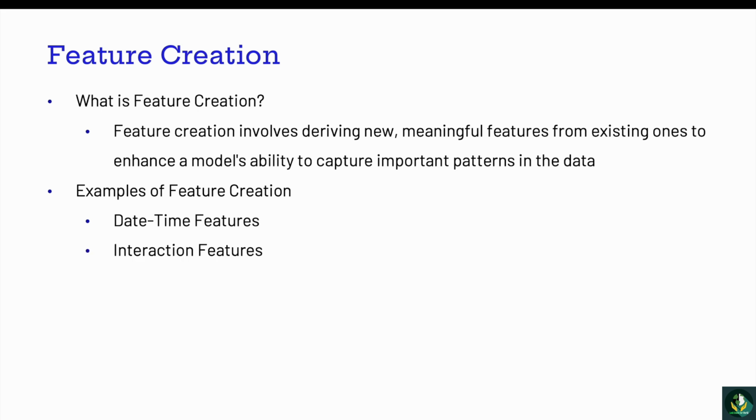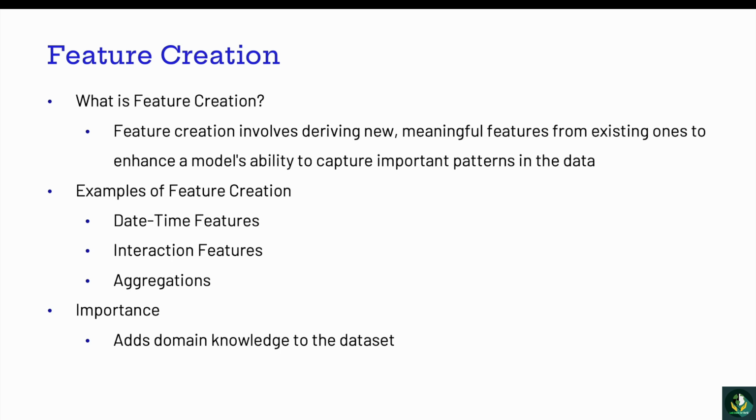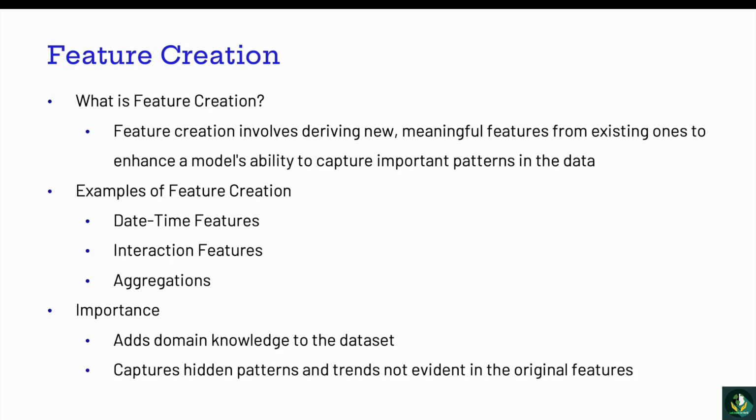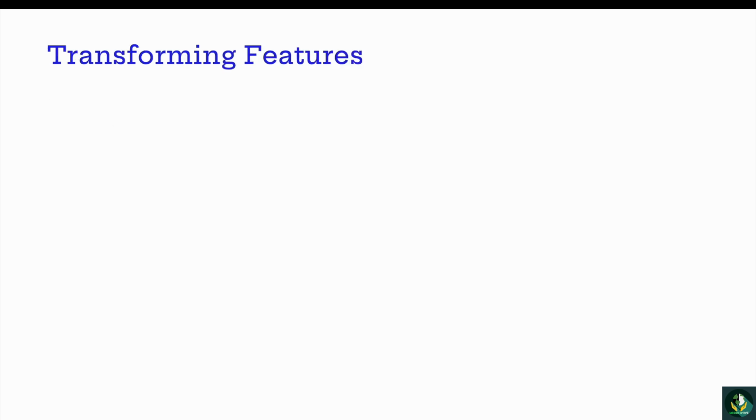Next, we have interaction features, where you combine two or more features to capture their interaction. An example can be multiplying area and price per square foot for real estate pricing. Then we have aggregations, where you create summary statistics like mean, sum, count for grouped data. An example can be customer purchase frequency or average transaction amount. The importance of this is it adds domain knowledge to the dataset and captures hidden patterns and trends not evident in the original features. Let's talk about transforming the features.